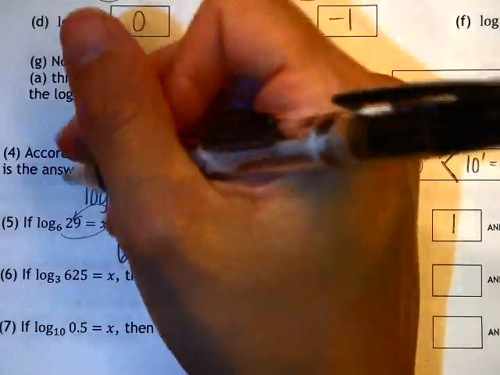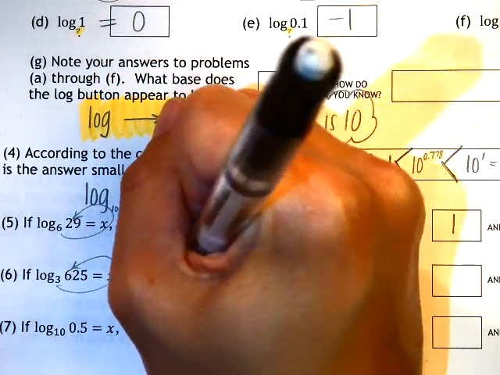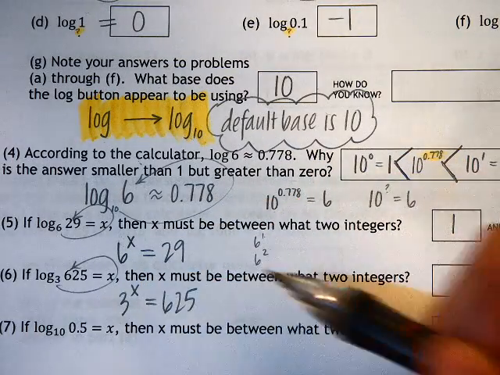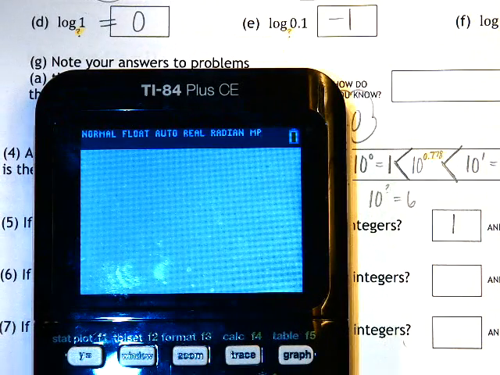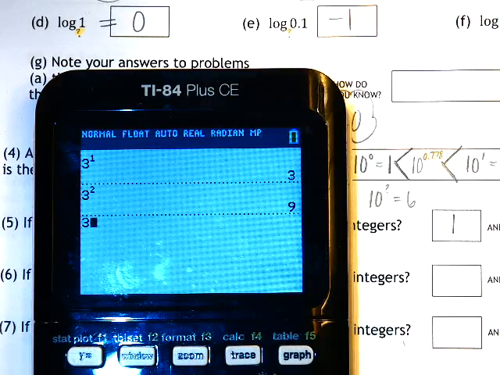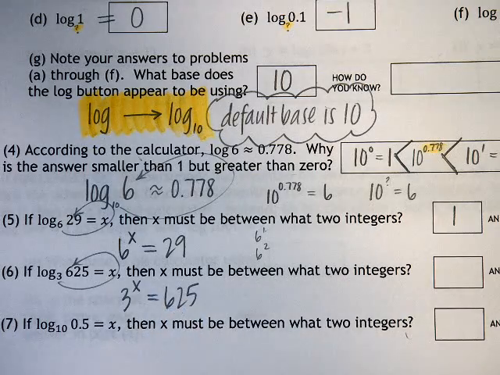Same thing in number 6. Write it exponentially. 3 to the power of x equals 625. And ask yourself, 3 to the power of what would get me closest to 625? Maybe you're not too familiar with your powers. Maybe you need to use a graphing calculator or some sort of calculator. 3 to the power of 1. 3 to the power of 2. 3 to the power of 3. And keep going until you're starting to get in the neighborhood of 625. You might need to start picking some bigger numbers.